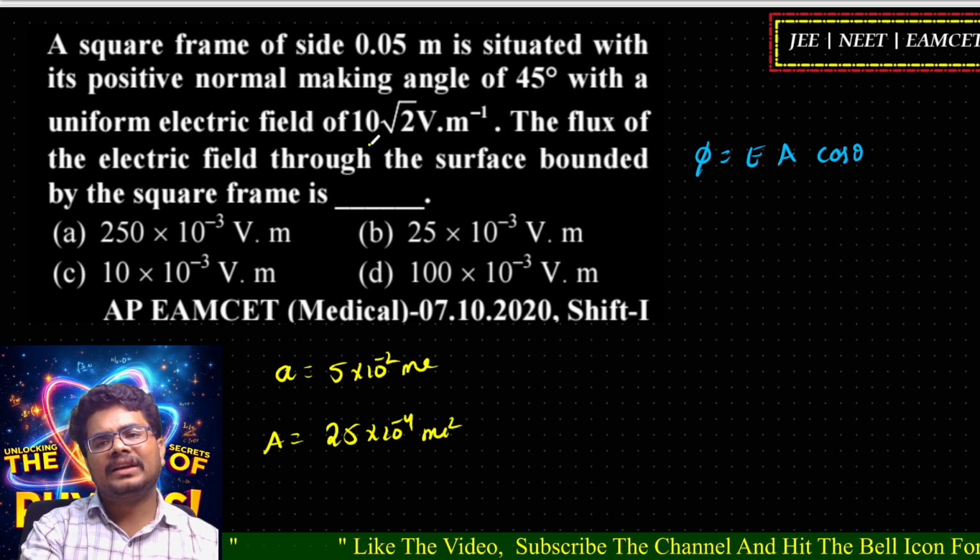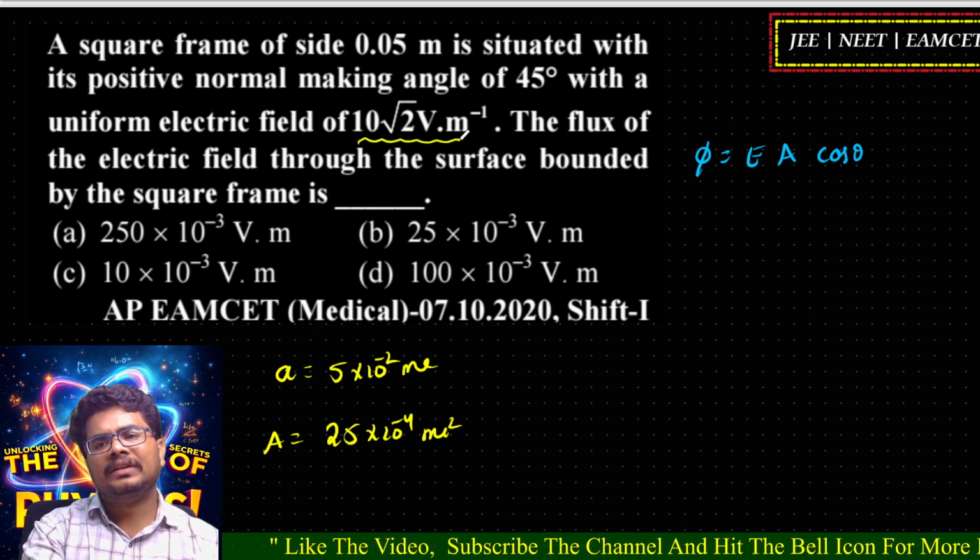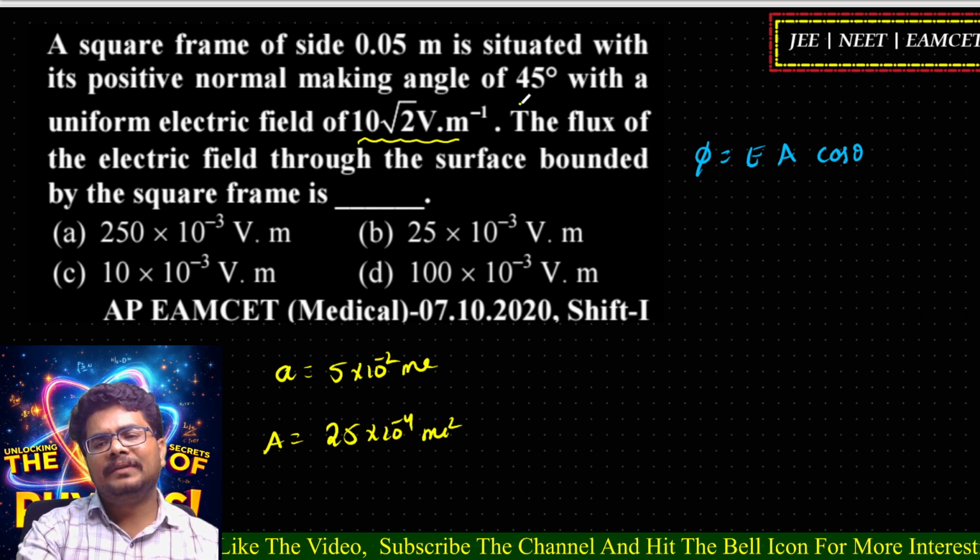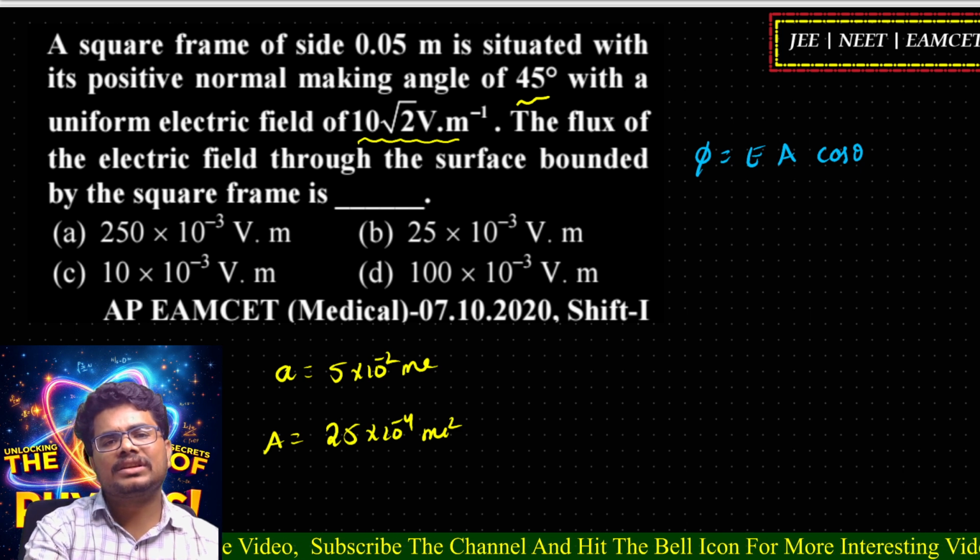Electric field, how much have they given? 10 root 2 they have given, sir. And the angle between them, how much have they given? 45 degrees. Then start substituting the values.